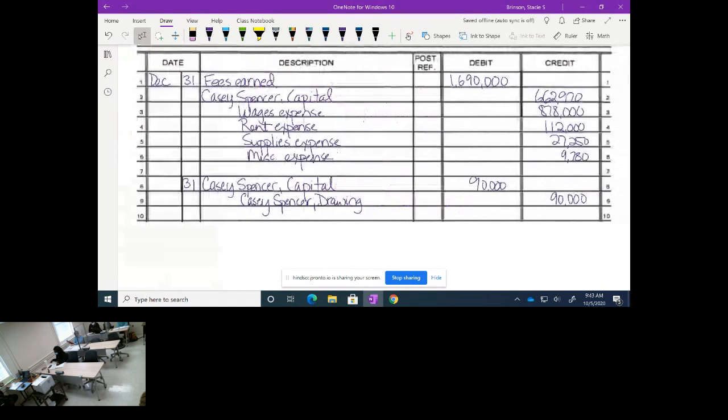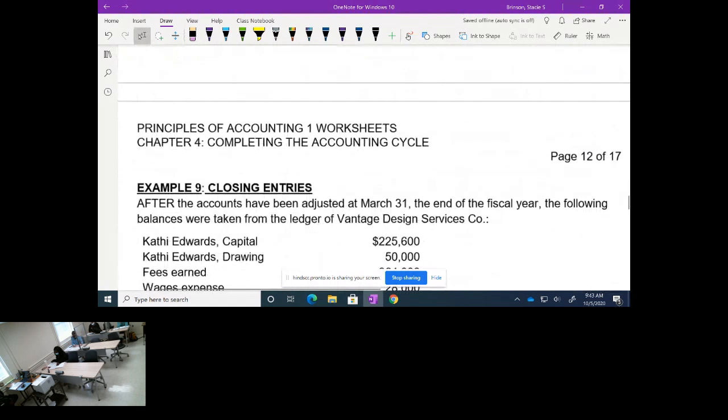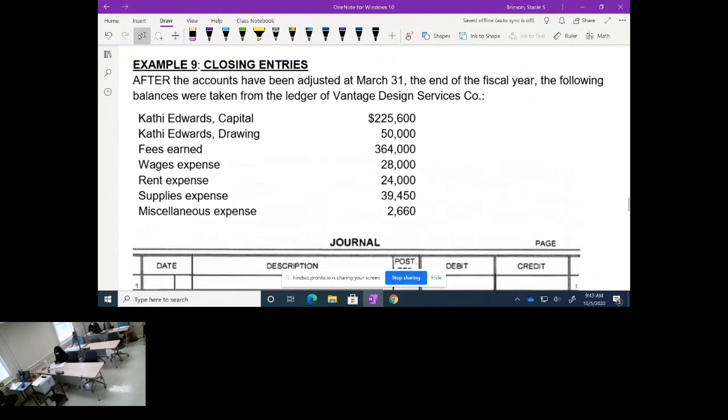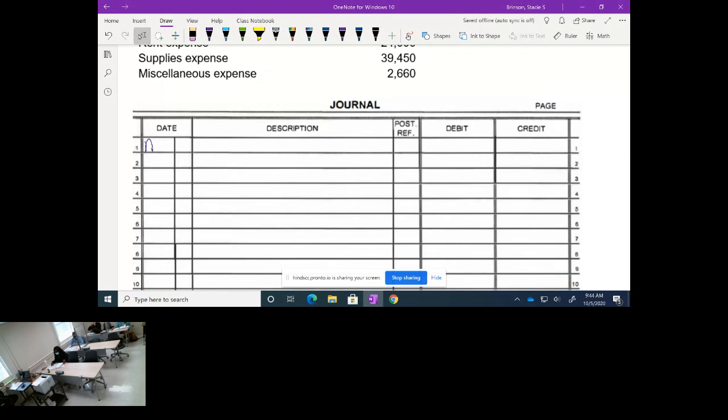We can go ahead and go through the motions and just practice them. All right, so we've got this next problem here. After the accounts have been adjusted, so we're not going to do this before we do our adjustments, or else we'll end up with balances in our accounts again. They've been adjusted at March 31st, the end of the fiscal year. The following balances were taken from the ledger of Vantage Design Services. This should say, journalize the entries necessary to close the accounts. Okay, so her year end is March 31st, correct?